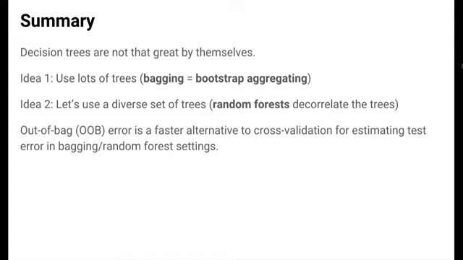Well, we did notice a problem with bagged trees. It was that a lot of the trees tend to look pretty similar. This can happen often if you have a particularly strong predictor. It'll always show up as the first split, and this will make all of the trees look pretty similar. So idea number 2 is to diversify the set of trees. Random forests do this. Random forests decorrelate the trees by forcing each tree to use a different subset of predictors, a random subset of the predictors.